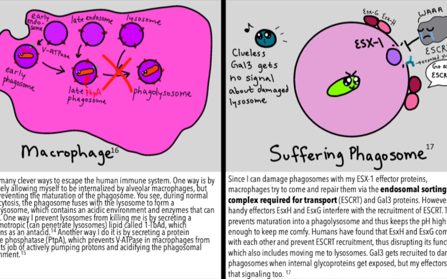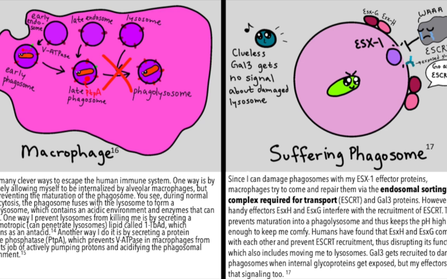I have many clever ways to escape the human immune system. One way is by purposely allowing myself to be internalized by alveolar macrophages, but then preventing the maturation of the phagosome. You see, during normal phagocytosis, the phagosome fuses with the lysosome to form a phagolysosome, which contains an acidic environment and enzymes that can kill me.